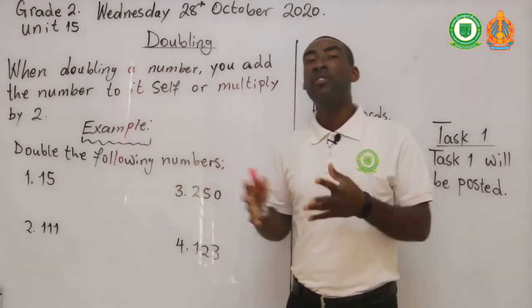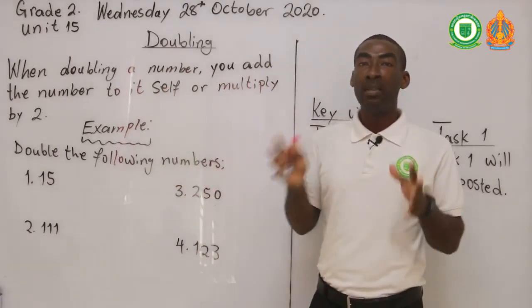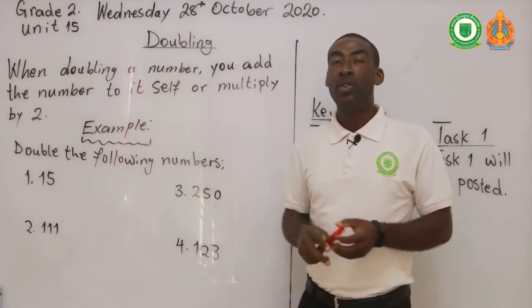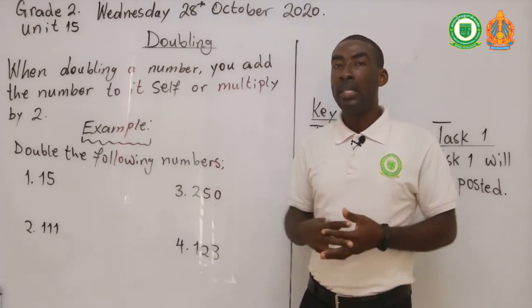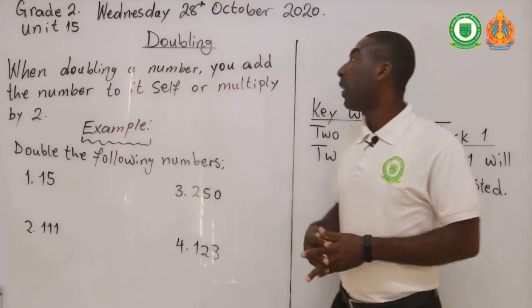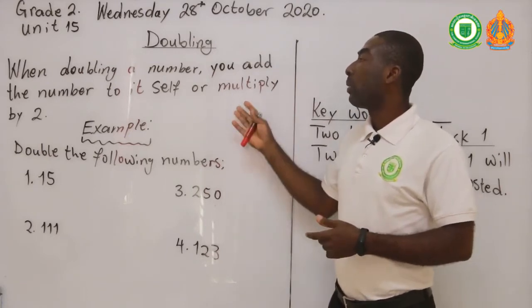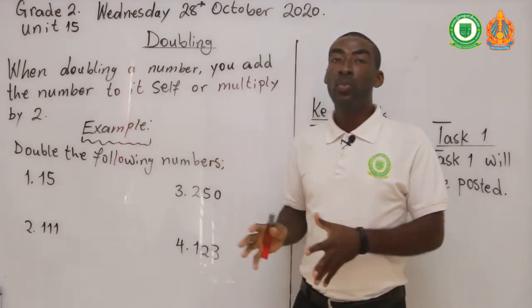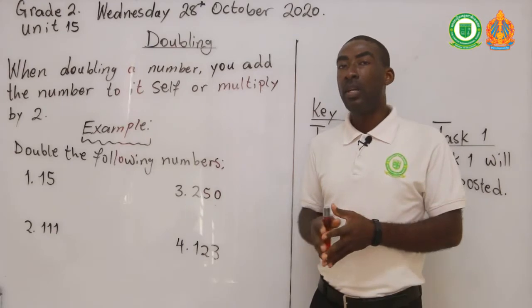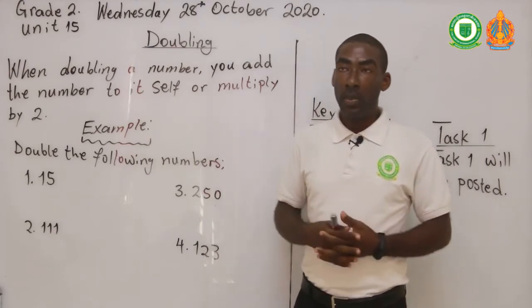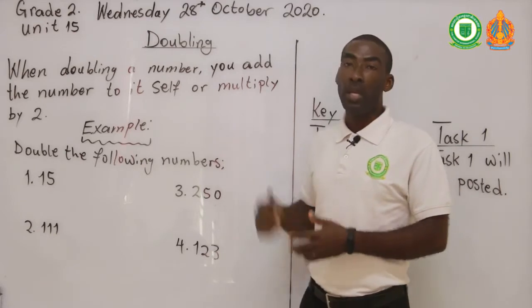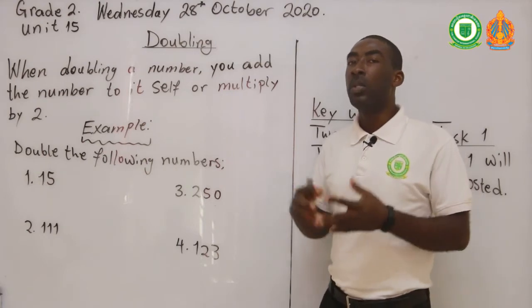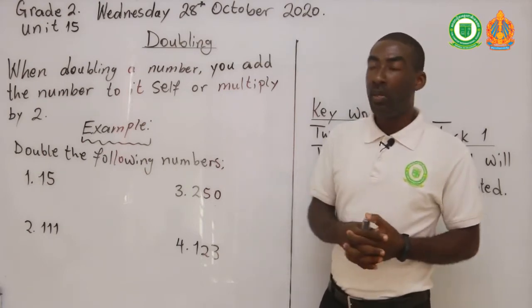That means when you have 5 and you want to double it, you add 5 to itself again, and that will give you 10. So any number that you have and you want to double, you need to add that number to itself. However, you can also multiply that number by 2. So there are two ways, as we have learned already, that you can use to double your number. You can first add the number to itself, or you can multiply by 2, and that will give you the double of what you are looking for.